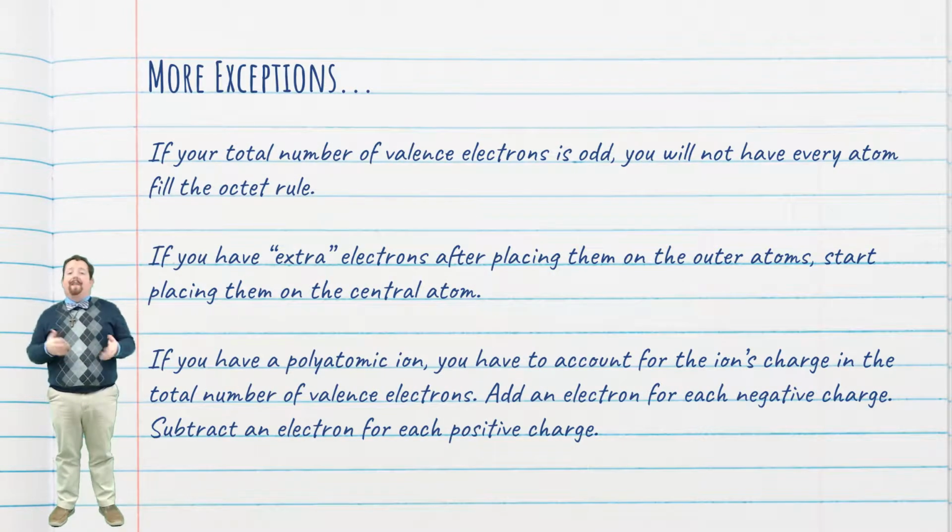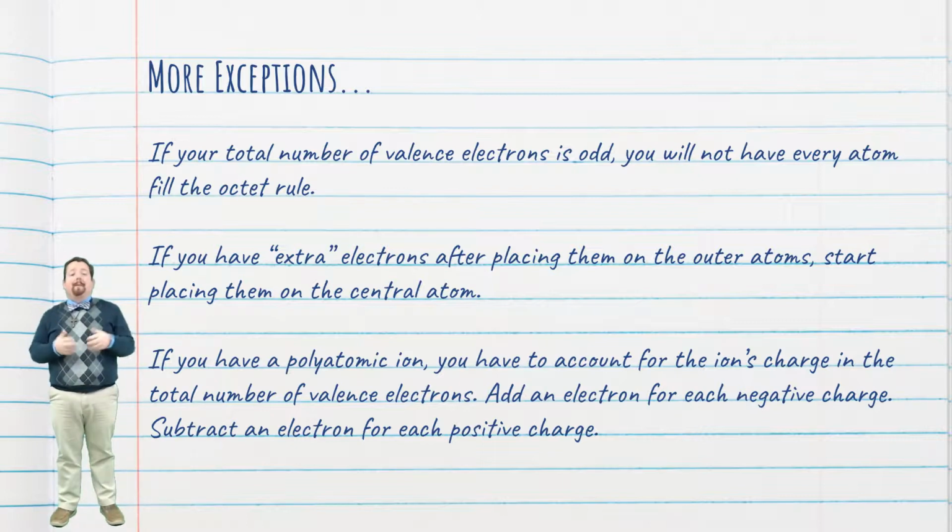Well, now here you thought this was easy, but sorry to burst your bubble, there's a few more exceptions and extra rules. If your total number of valence electrons is an odd number, you're not going to have 8 electrons around each atom. It's impossible, but that's okay. If you have extra electrons after placing them on the outer atoms, you need to start placing them on the central atom. And lastly, if you have a polyatomic ion, you have to account for its charge when you're finding the total number of valence electrons. So for every negative charge your polyatomic ion has, add 1 electron to your total. For every positive charge your polyatomic ion has, subtract 1 electron from your total.